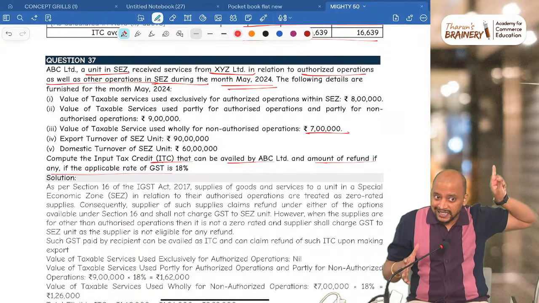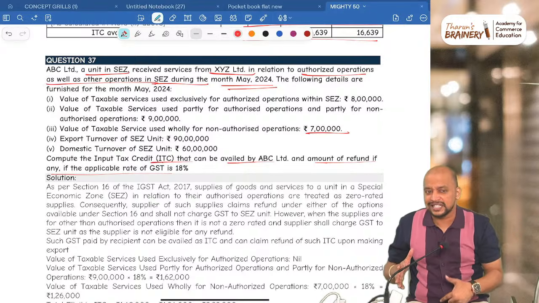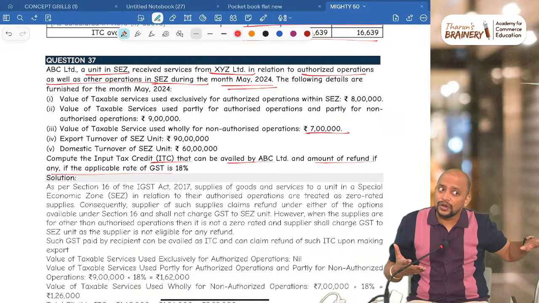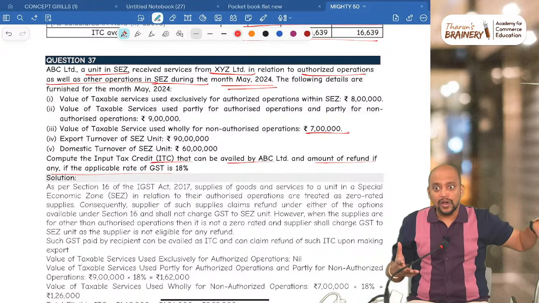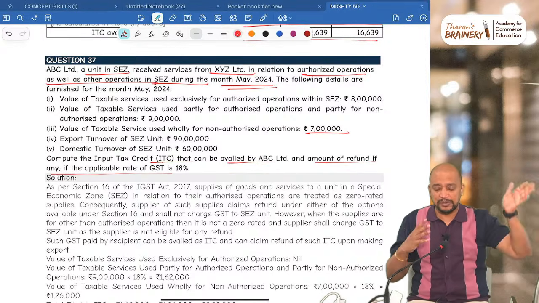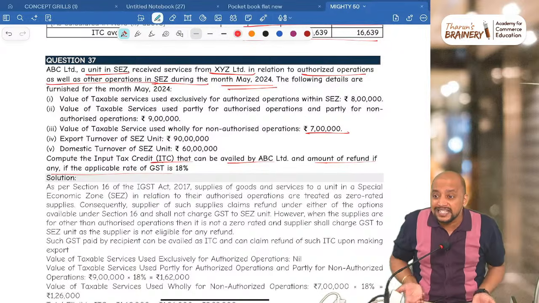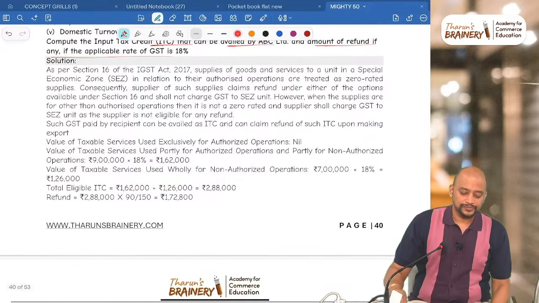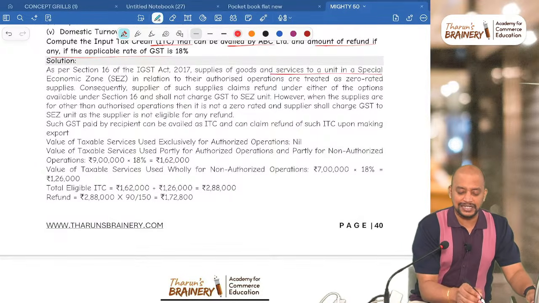When he treats it as zero rated, he will not charge any GST to SEZ. Correct? Either he will pay IGST and get a refund of IGST, or he will supply without payment of IGST, but whatever the case may be, they will not be charging GST to SEZ, so SEZ will not have any ITC. So, say this, as per section 16, supply of goods or services to an SEZ unit.